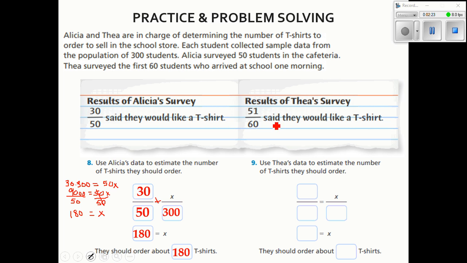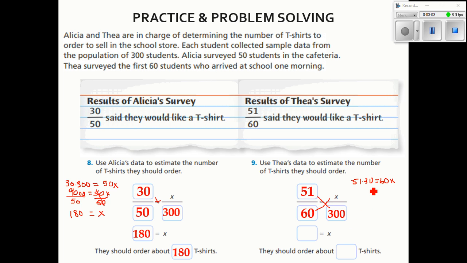Let's go to number 9 now. The results of Thea's survey: 51 people would like t-shirts out of the 60. So use Thea's data to determine this. Again, this is going to be 51 out of 60, and we have 300 students, so that's going to be 300. Once again, we're going to take 51, multiply it by 300, and that has to equal 60x. We're multiplying these together, and they have to equal these together.